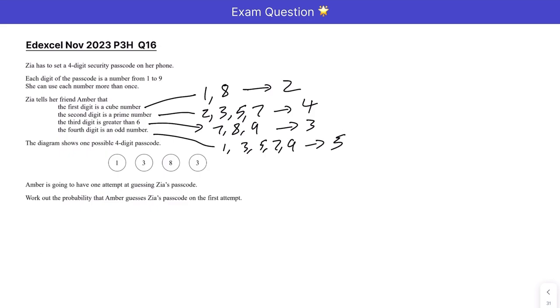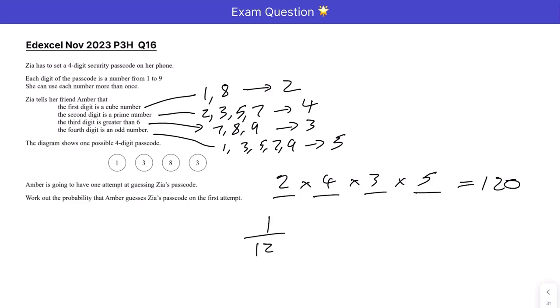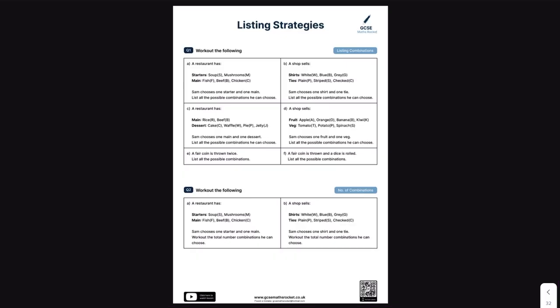So finally, we have 4 digits. So the options for the 4 digits are, we can have 2 possible numbers here, 4 here, 3 here, 5 here. Now if I multiply that all out, I get 120. And the question is saying, look at the probability that Amber guesses the passcode, so that would just be 1 out of 120.